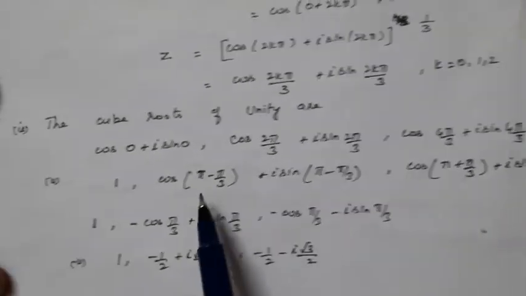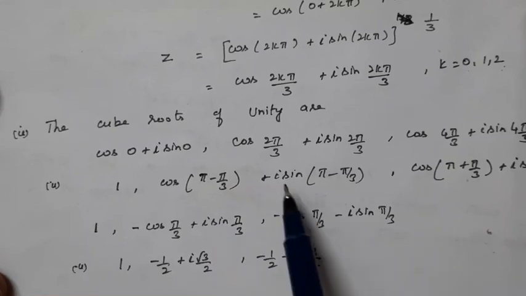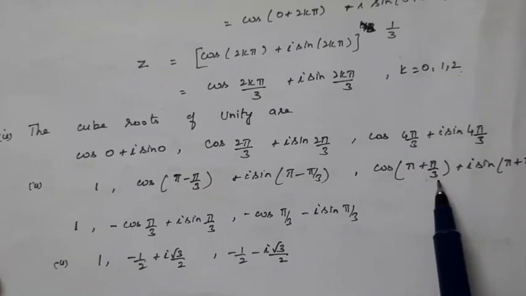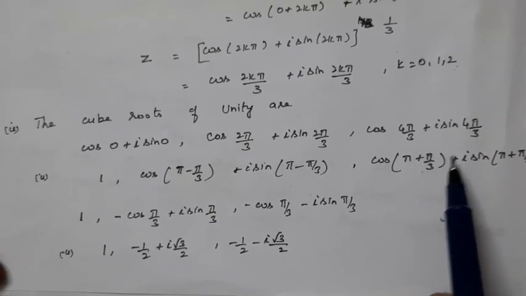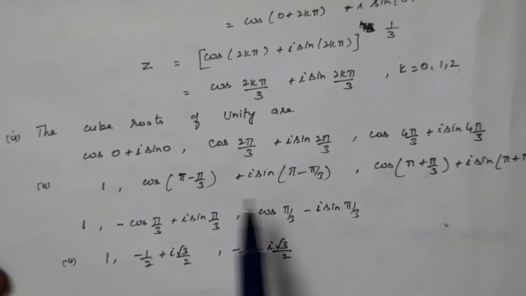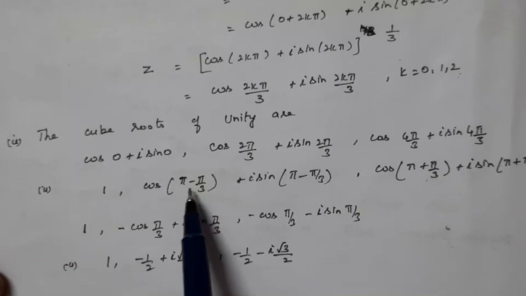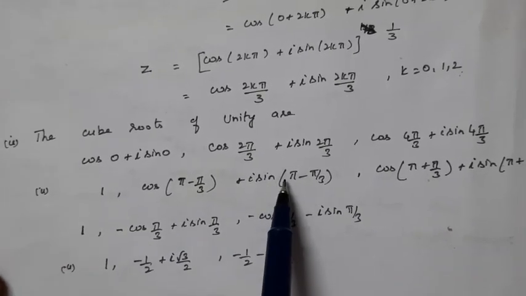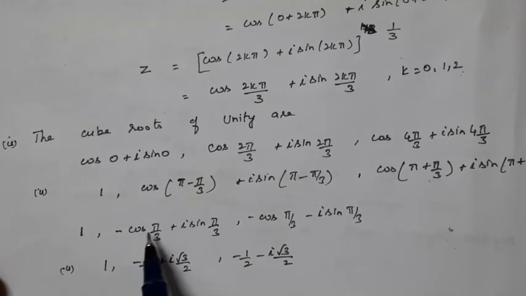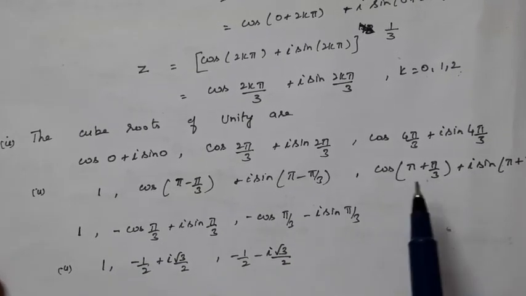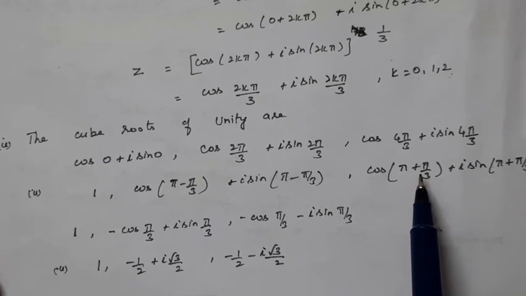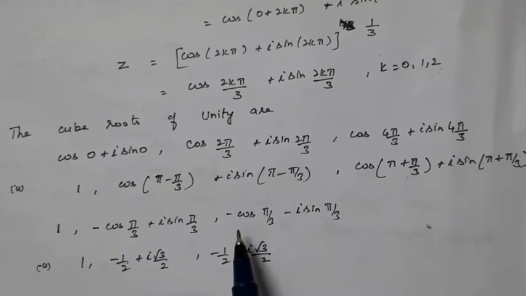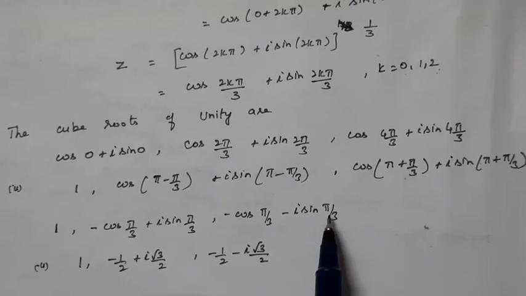So what is 2π/3? It is cos(π − π/3) + i sin(π − π/3), and 4π/3 is π + π/3, which can be split as cos(π + π/3) + i sin(π + π/3). So π − π/3 means this angle lies in which quadrant? Second quadrant. In the second quadrant, cos is negative and sin is positive, and therefore it is −cos π/3 + i sin π/3. π + π/3 means this angle lies in the third quadrant. In the third quadrant, both cos and sin are negative, so −cos π/3 − i sin π/3.